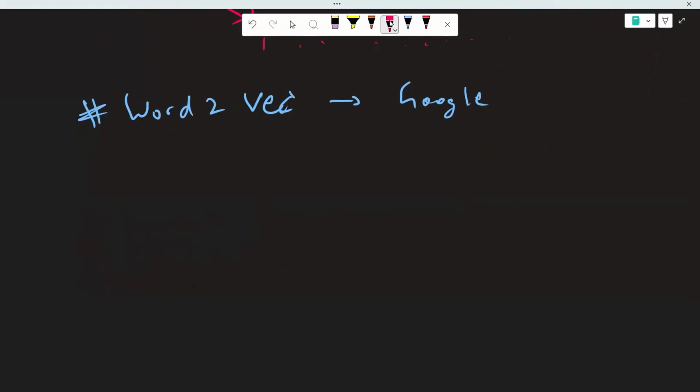The reason this is powerful is because it understands the meaning. It understands the semantic meaning. Semantic means it understands the context of the sentence. So it will understand, for example, that joy and happy are similar words.